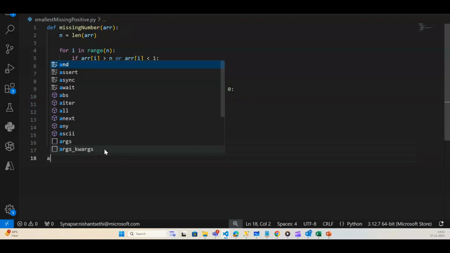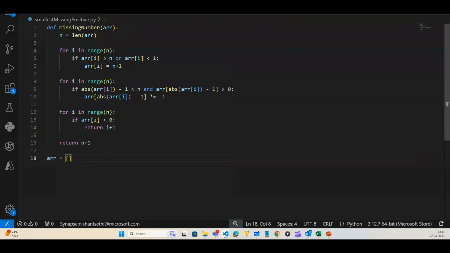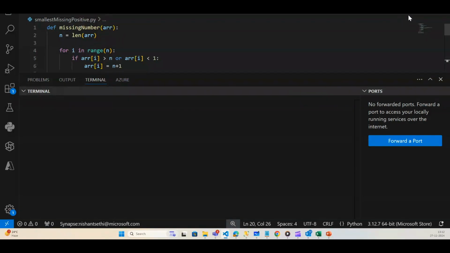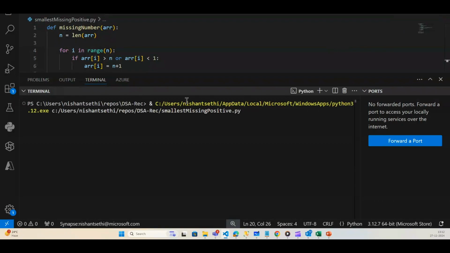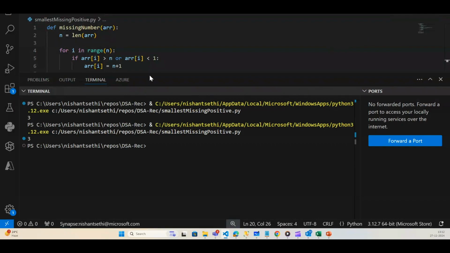Now maybe we can quickly test it. We can declare a sample array here, the same one that we used in the explanation. So I will copy it from there, and now I can print the output of this function by calling it on this array. The smallest missing number here is 3, so my output should be 3. If I run this now, I get 3 as the output, which is the correct output.